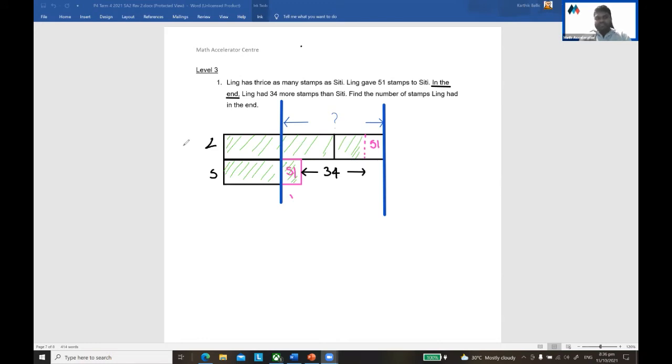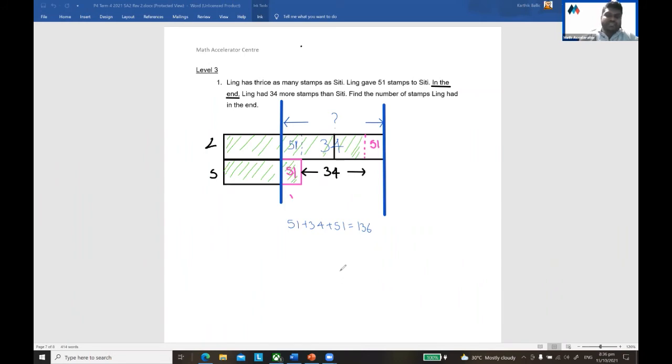Yes, correct. Well done. See, 51 plus 34 over here, and 51 again. Can you all see it? So write down 51 plus 34 plus 51 again. This will give you a grand total of 136.